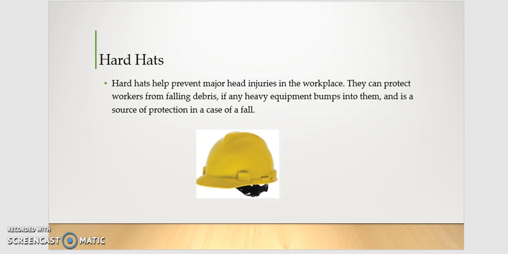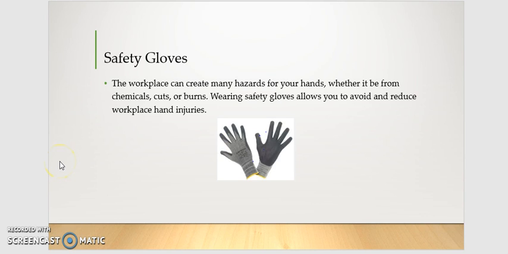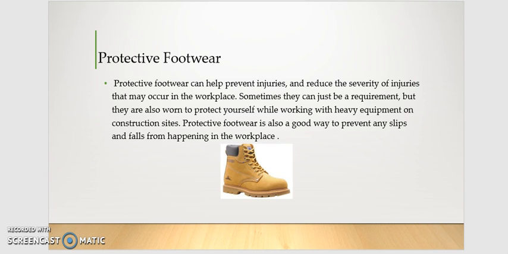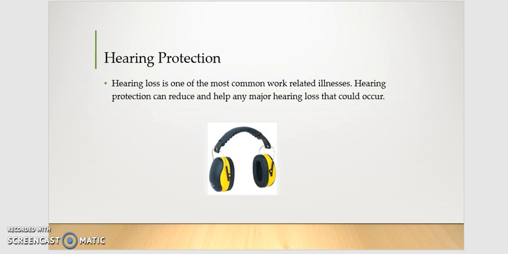Hard hats help prevent major head injuries in the workplace. Following was safety gloves. The workplace can create many hazards for your hands, whether from chemicals, cuts, or burns. Wearing safety gloves allows you to avoid and reduce workplace injuries. And following was protective footwear. Protective footwear can help prevent injuries and reduce the severity of injuries that may occur in the workplace.